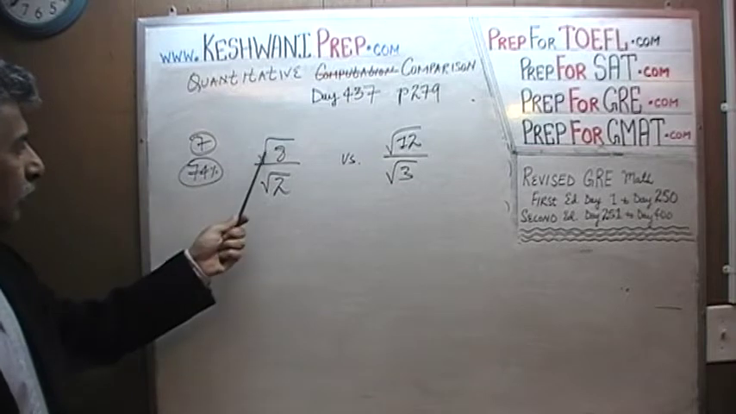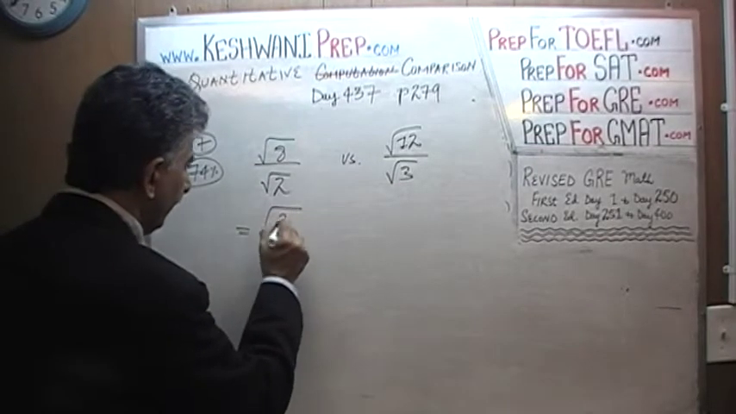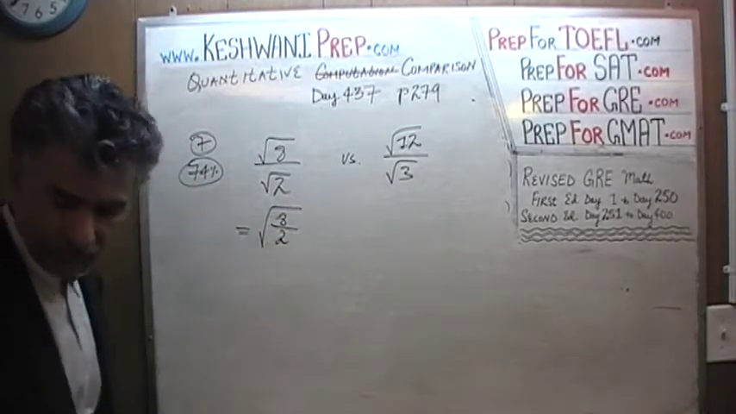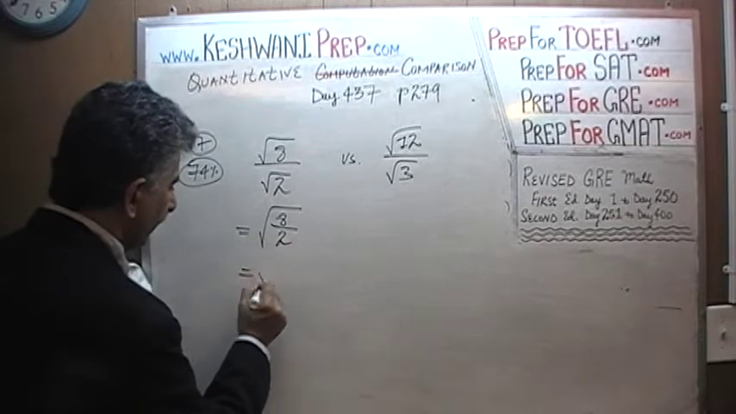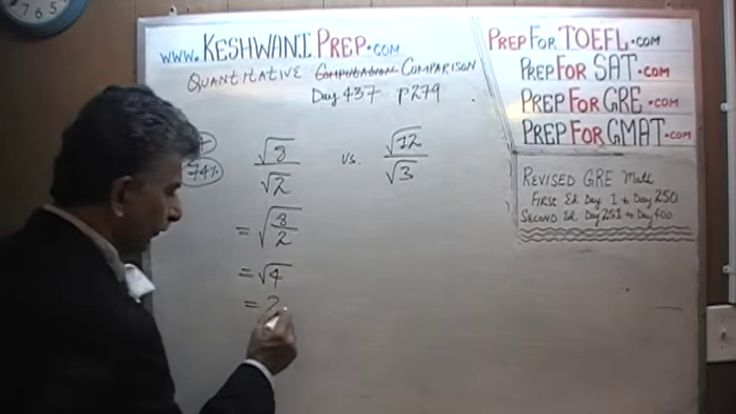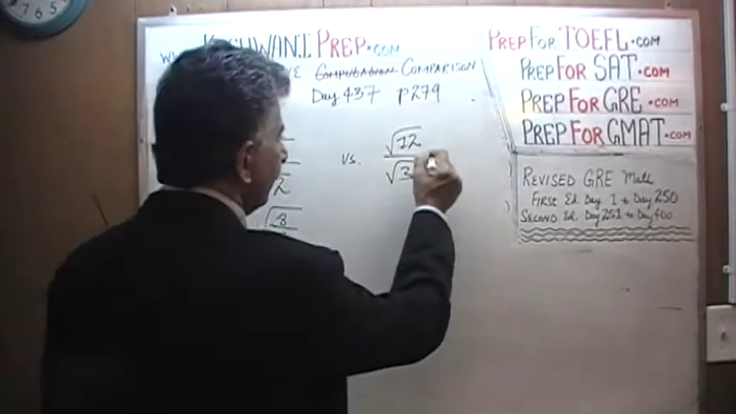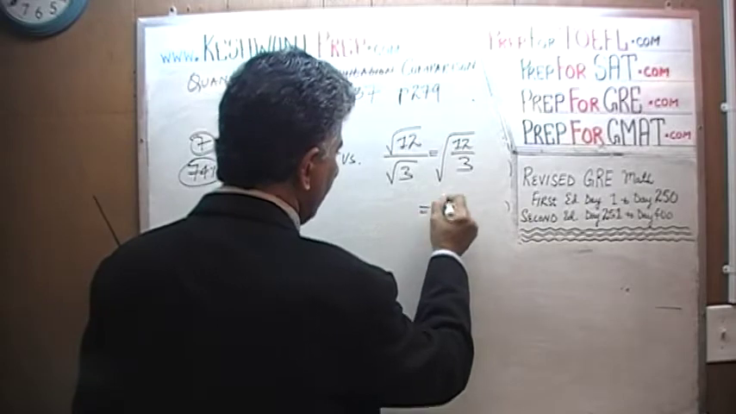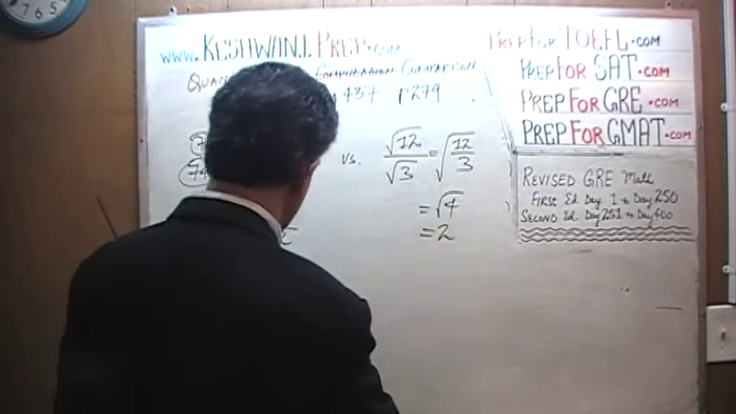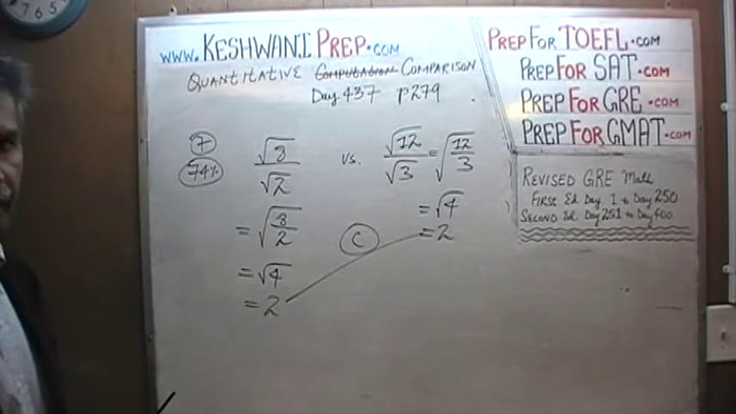Here we go. Root 8 over root 2 can be written as the root of 8 over 2, and that can be written as root 4, which of course is 2. Similarly, root 12 over root 3 can be written as the square root of 12 divided by 3, which is the square root of 4, which of course is 2. The answer is C. That's all.